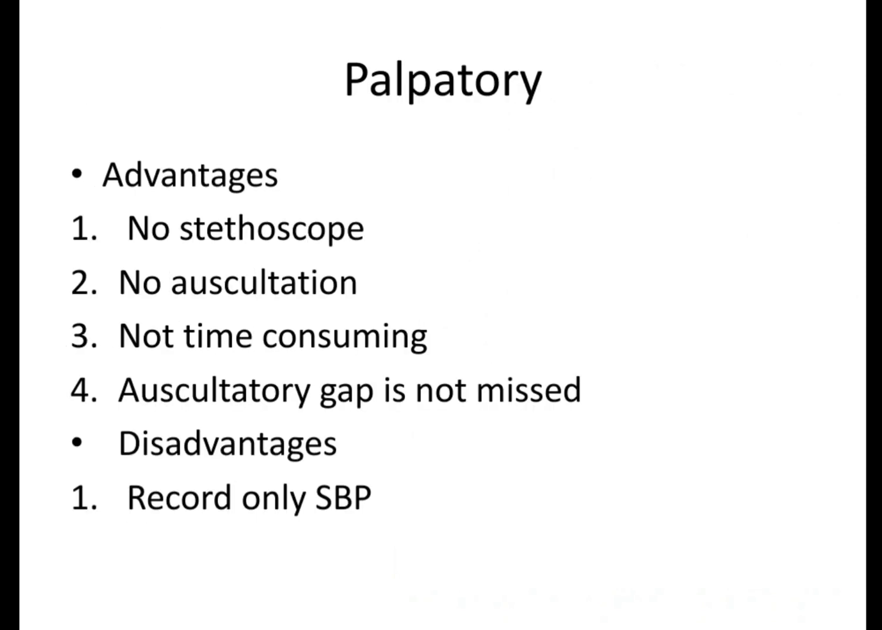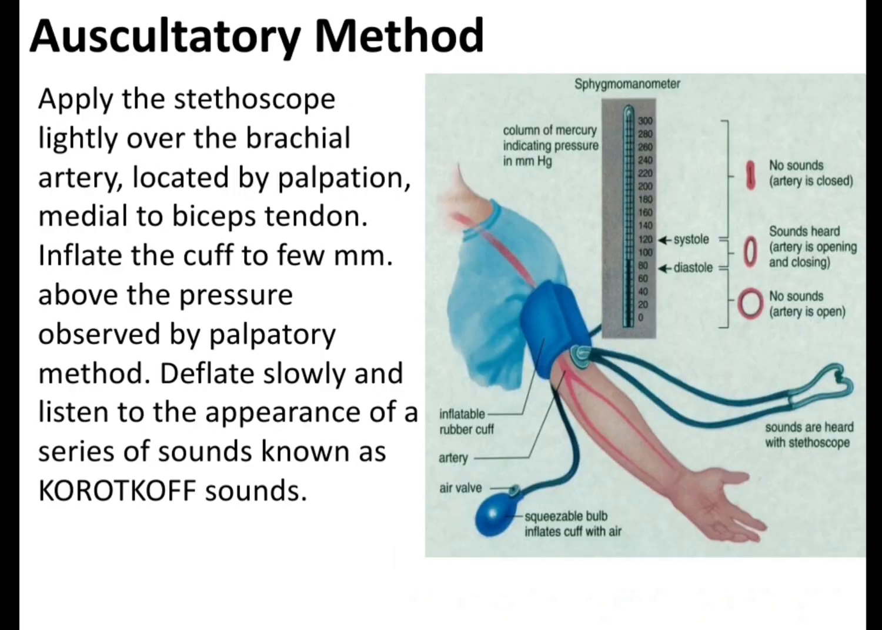Palpatory method advantages: no stethoscope, no auscultation, not time consuming, auscultatory gap is not missed. Disadvantages: records only systolic blood pressure. Auscultatory method. Apply the stethoscope lightly over the brachial artery located by palpation medial to the biceps tendon. Inflate the cuff to a few millimeters above the pressure observed by the palpatory method.